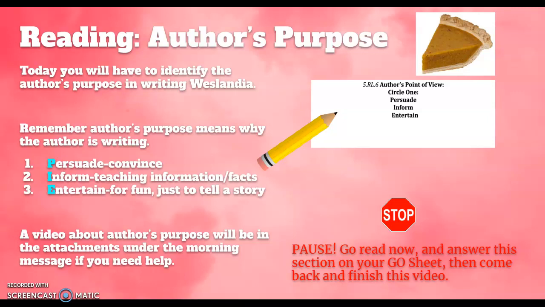You can remember those with the first letter of each. P-I-E spells pie. So if you can remember the word pie and author's purpose, that goes together. That will help you remember those. So P is persuade. Persuade means to convince somebody of something, to get them to do something.